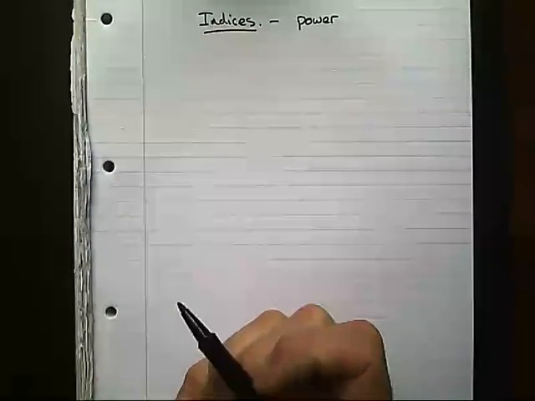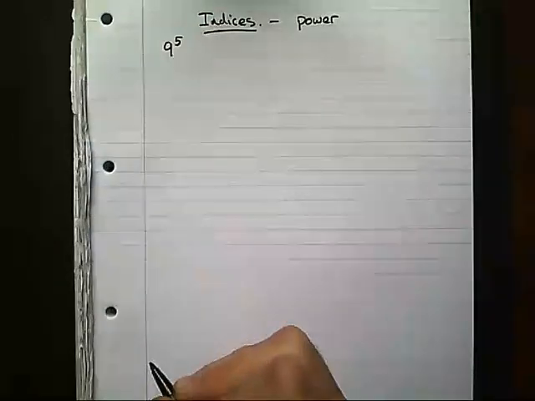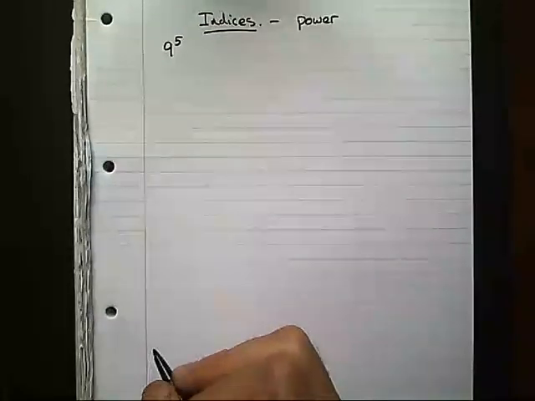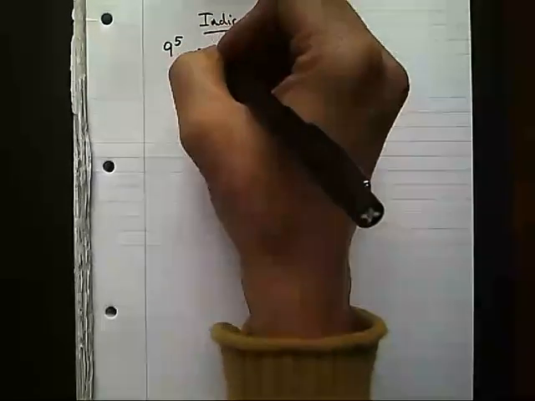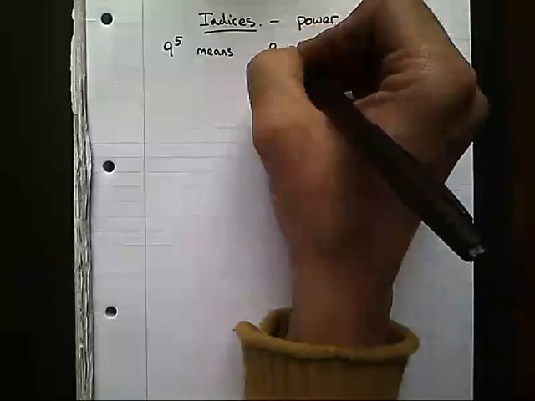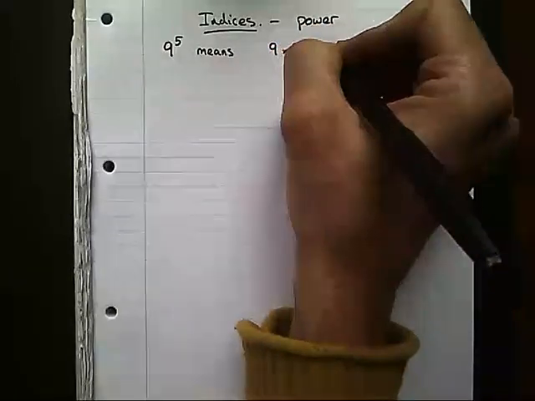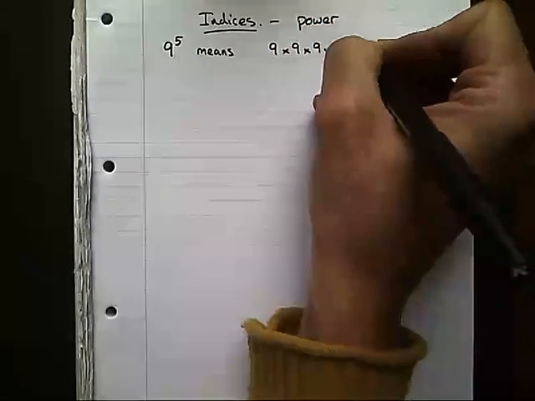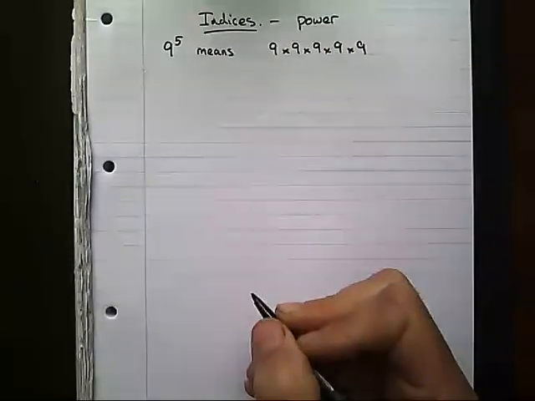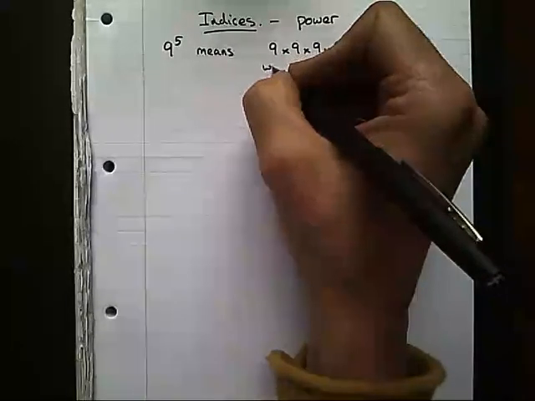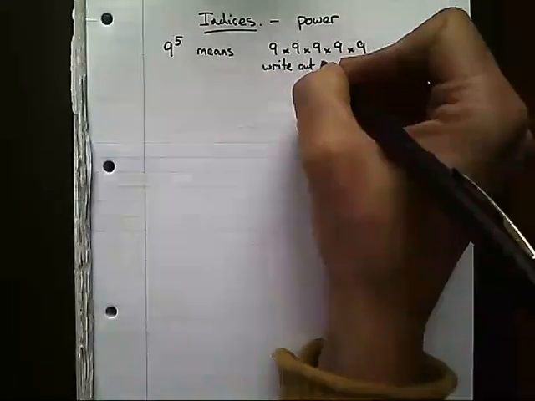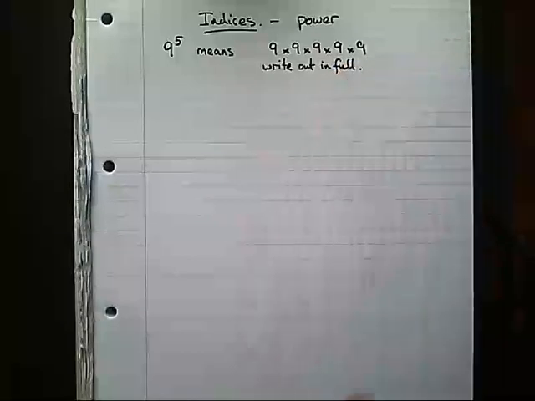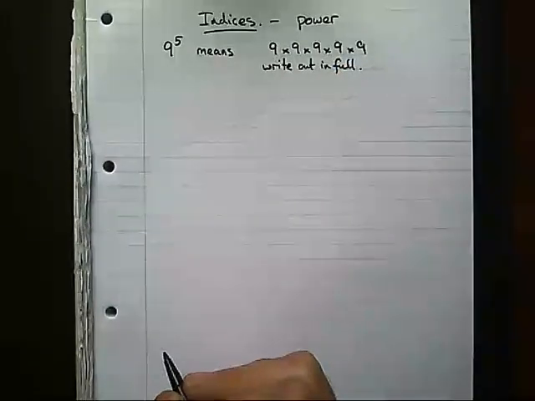So let's have a look at what we have. Let's suppose we had 9 to the power of 5. So the indices in this case is 5. So what this means is 9 times by itself 5 times. So this is me writing it out in full. Which is pretty straightforward. It's just taking 9 and timesing by itself 4 times.